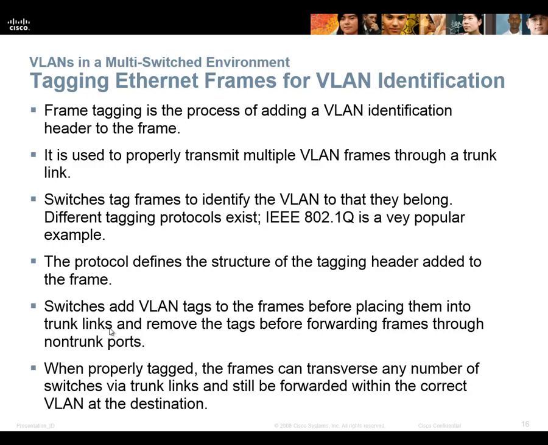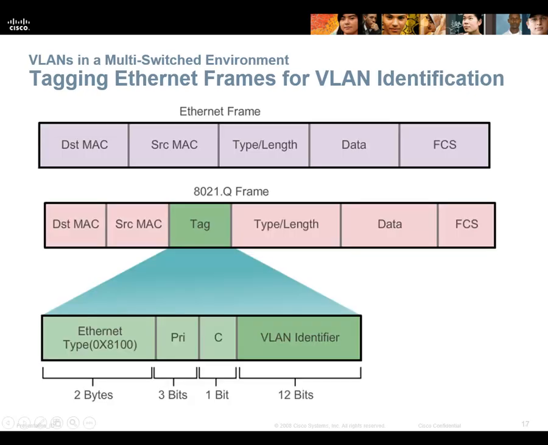When properly tagged, the frames can traverse any number of switches via trunks and still be forwarded within the correct VLAN at the destination. We generally think about small networks, but you could have a network with 200 switches on it. As long as they're all connected together and the proper trunk ports are set up along the path, your data will go from any one of those to any other one of those and stay within the VLAN.